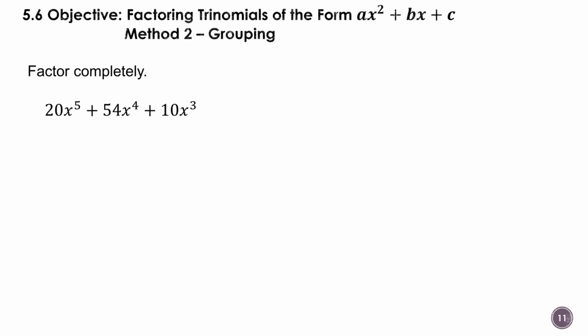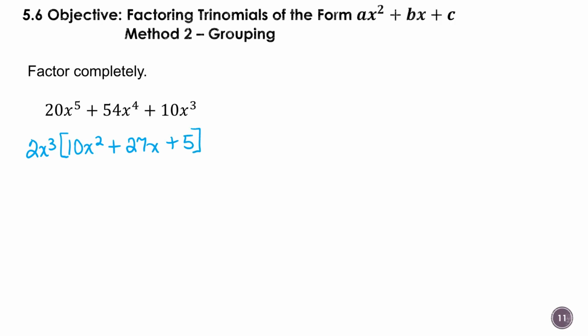Next, in this case, we have a common factor, so we want to take out the common factor first. Notice they're all even. Also, we have some higher exponents going on, so we want to take care of that. So my common factor is 2x to the third, and then I factor that out of each term. Remember, you're really dividing by 2x to the third. So that leaves me with 10x squared plus 27x plus 5.